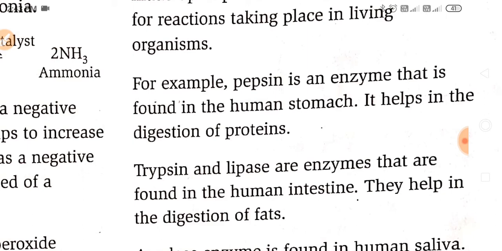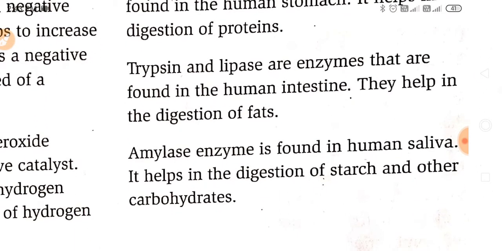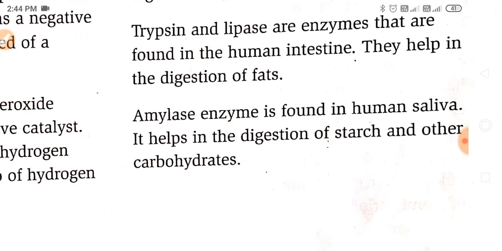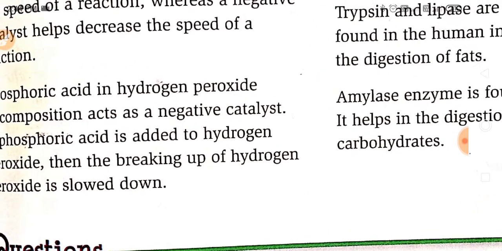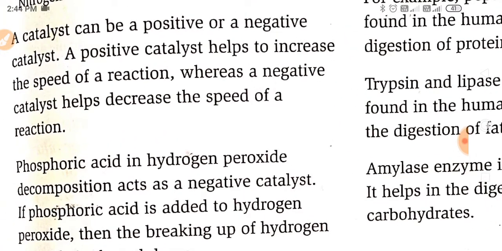Okay, the digestion process you already read. Trypsin and lipase are enzymes that are found in the human intestine. They help in the digestion of fats. Similarly, amylase enzyme is found in human saliva. It helps in the digestion of starch and other carbohydrates. So I hope you understand that there are certain conditions which affect the chemical reactions and the catalyst also.